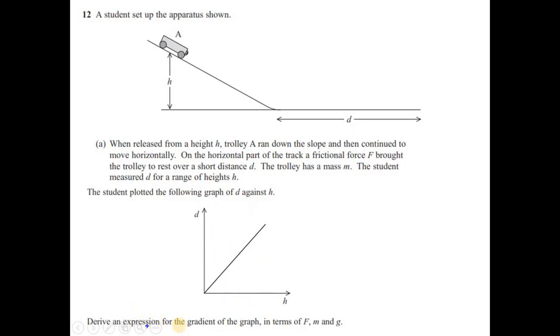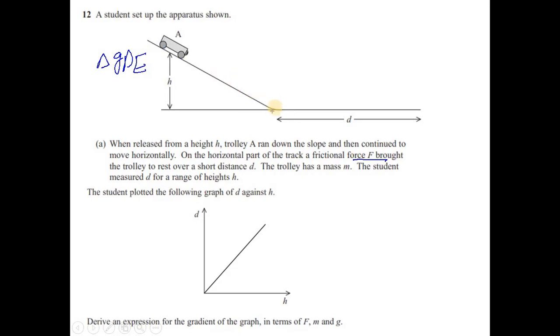Derive an expression for the gradient of the graph in terms of F, M, and G. So remember, F is the resistive force, M is the mass, G is the acceleration due to gravity. Of course, when the trolley is coming down, we have a decrease in GPE, so we have a change in gravitational potential energy.